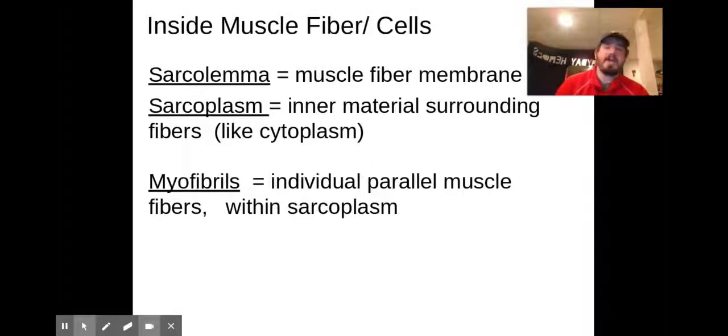Then you have the myofibrils. Okay, these are the individual parallel muscle fibers within that sarcoplasm. So we have these three parts inside the muscle cells: the sarcolemma, right, the membrane; the sarcoplasm, the material, kind of like the cytoplasm; and the myofibrils, which are those muscle fibers. So pause it if you didn't write those down yet, and then move along.